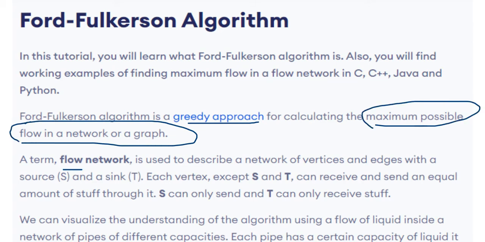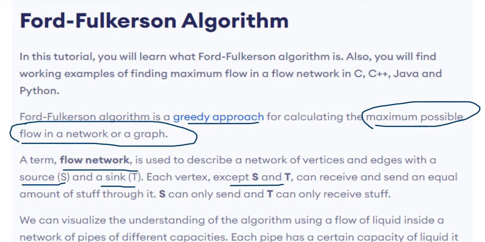The term flow network is used to describe a network of vertices and edges with a source S and a sink T. That means S will be our source and T will be a destination. The destination will be called a sink. Each vertex except S and T can receive and send an equal amount of stuff through it.